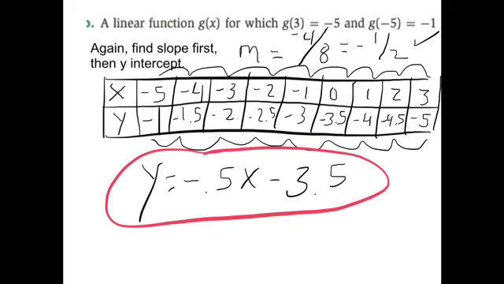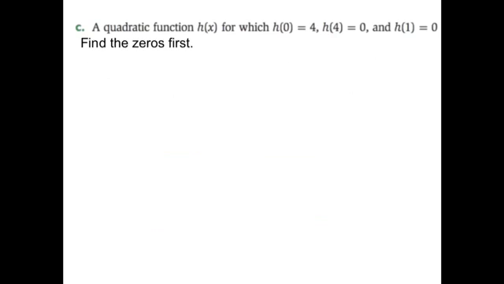And there's the answer. This next one is a quadratic function and is thus a little bit harder.